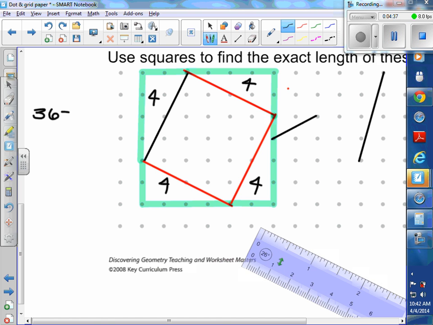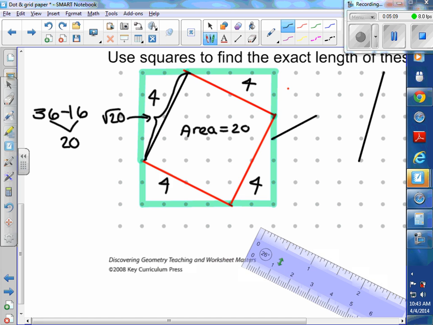Then you minus 16 from 36. Yeah, that's what I meant. And then you get 20. So the area of this is 20, and you see what goes into the square. What's the side length? Square root of 20, right?